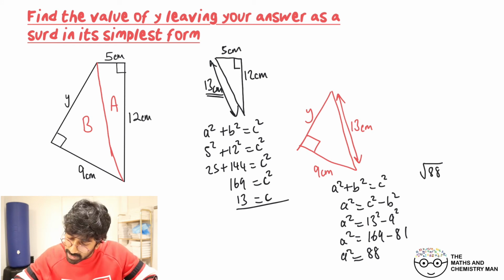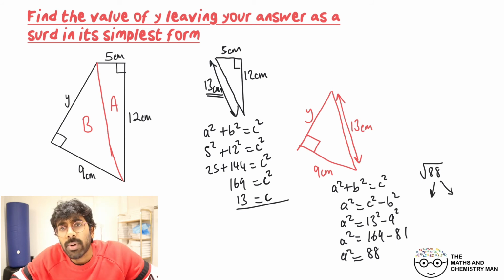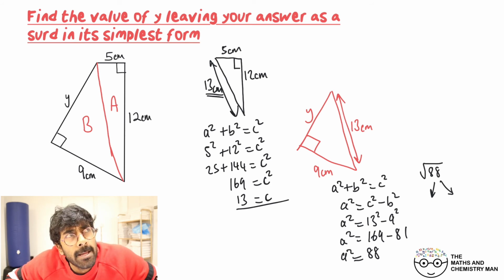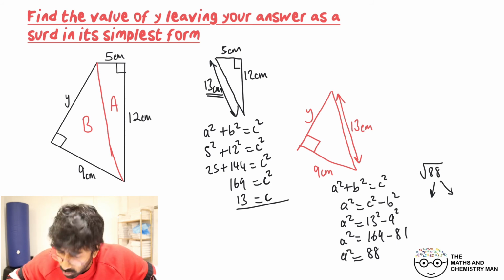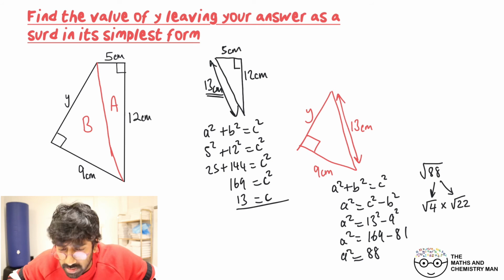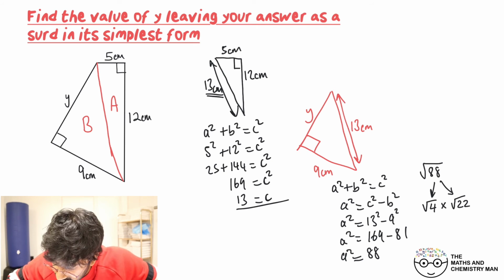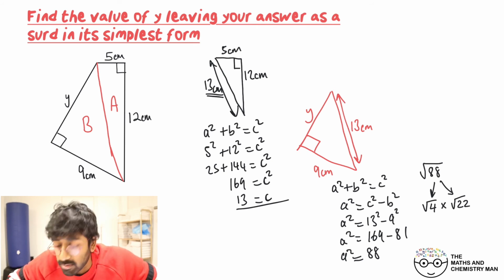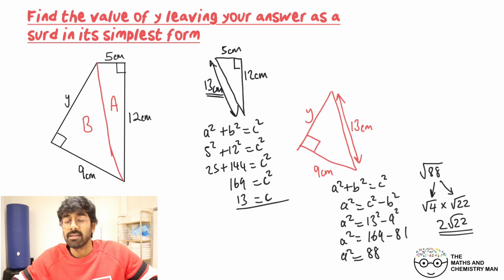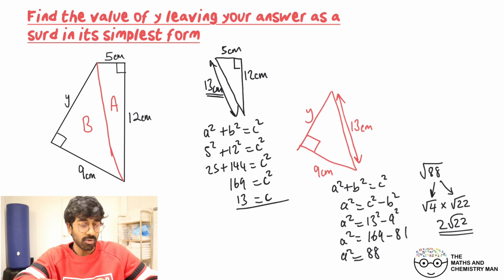Now, I don't think that's quite in its simplest form. We need to break this up. Now, can you think of any square numbers that go into 88? I'm thinking 4. So maybe let's go with square root 4 times, and I think that would be 22, isn't it? 4 times 22 gives me 88. And then to simplify that, root 4 is just 2. So we can just leave that as 2 square root 22. And that should be it. So hopefully that's what you have got on your page there.